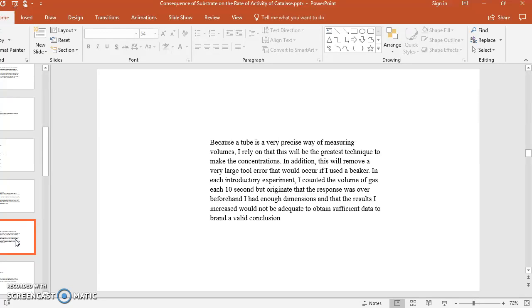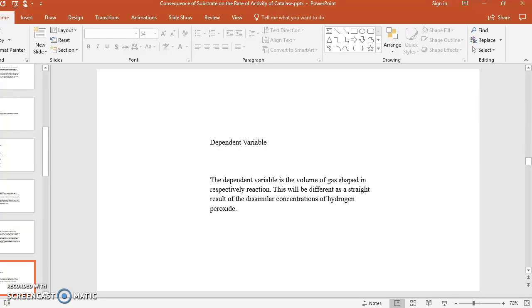In each introductory experiment, I counted the volume of gas each 10 seconds, but found that the reaction was over beforehand, so I had enough measurements, and the results I increased would not be adequate to obtain sufficient data to draw a valid conclusion. Dependent variable. The dependent variable is the volume of gas formed in the respective reaction. This will be different as a result of different concentrations of hydrogen peroxide.